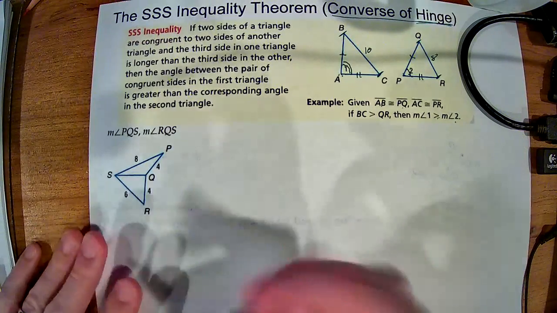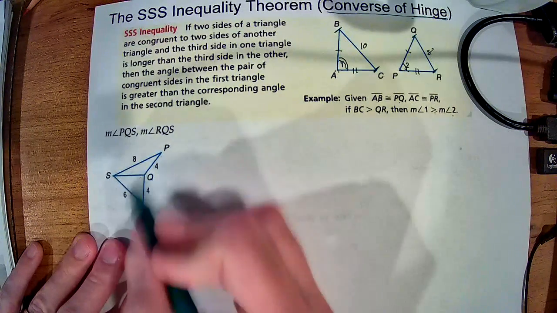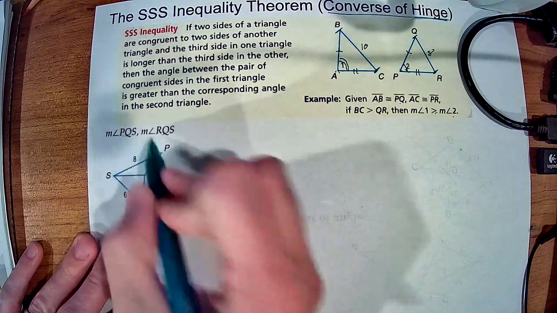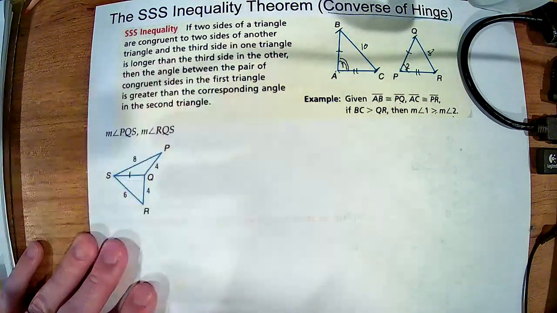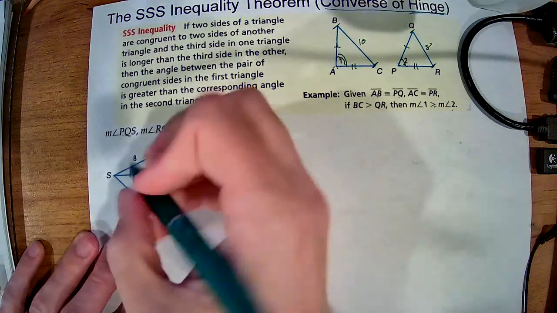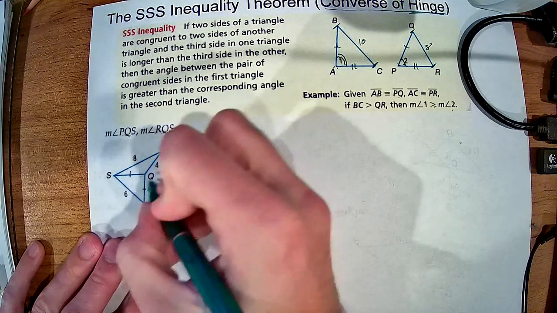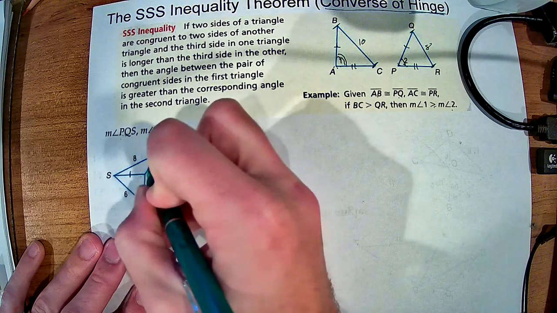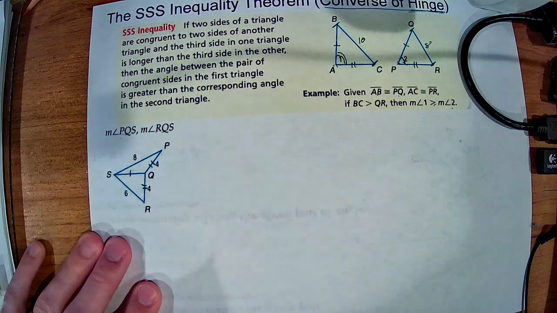So I notice in this case that SQ is the same for both of my triangles. And we're going to do the same thing here. We're going to try to compare these two measures. So SQ is the same in both. I notice also that sides QR and QP are the same. So I'm going to go ahead and mark those just to make it a little easier.